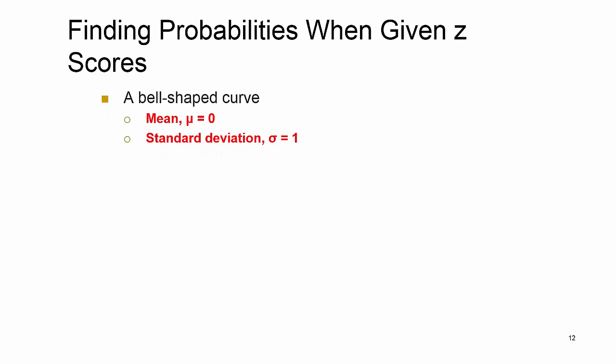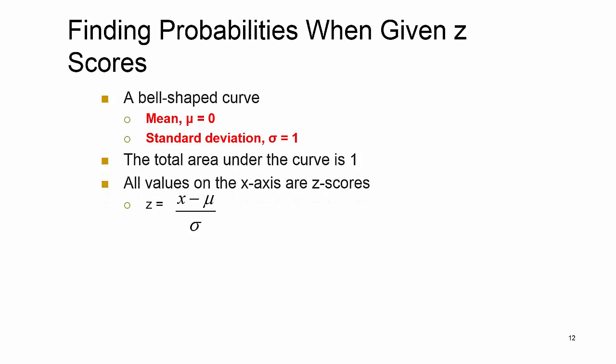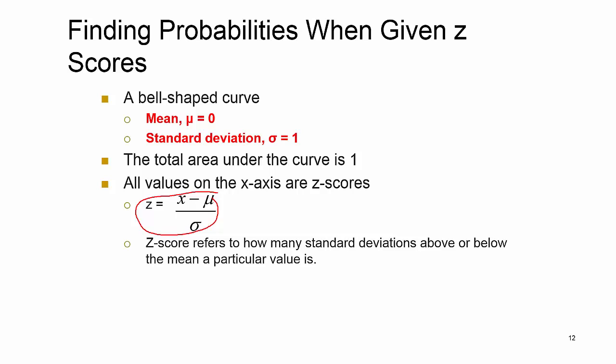So when we are given z-scores, we have a bell-shaped curve. The mean is 0, standard deviation is 1. The total area under the curve is 1. Now all the values on the x-axis are z-scores. And to convert and figure out a z-score, the formula is x minus mu divided by sigma. Now the z-score refers to position. It tells you how many standard deviations above or below the mean a particular value is.